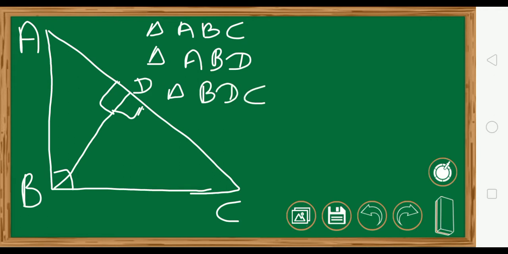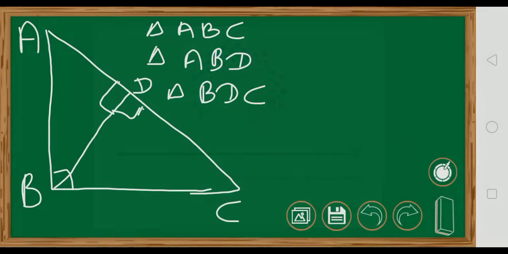Now this theorem states that if you draw a perpendicular from the right angle to the hypotenuse of a right angle triangle, then all the three triangles are mutually similar to each other. That means three triangles all are similar to each other. So one by one we will see the pair.